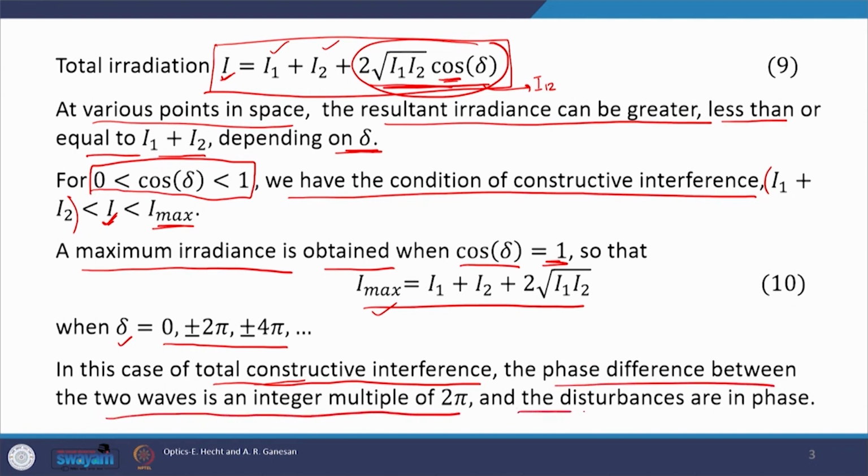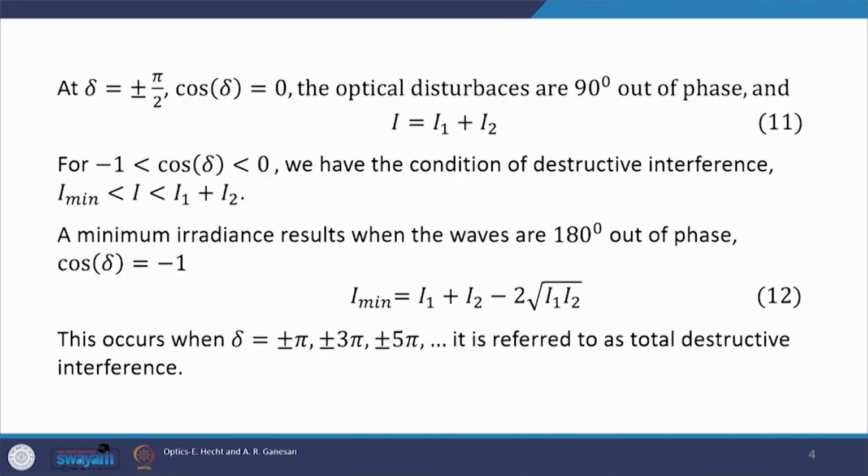For total constructive interference, the phase difference between the two waves is an integer multiple of 2 pi and the disturbances are in phase. This is very clear, because if the phase difference is an integral multiple of 2 pi, the two fields are always in phase, since the phase difference between them is one full complete cycle or an integral multiple of complete cycles.